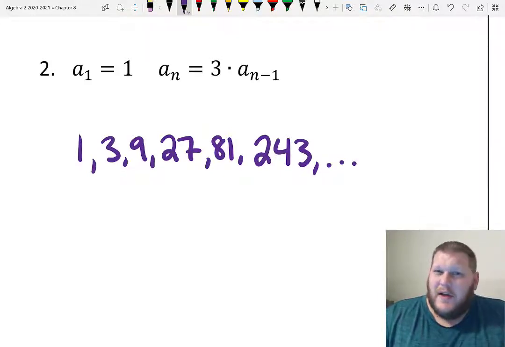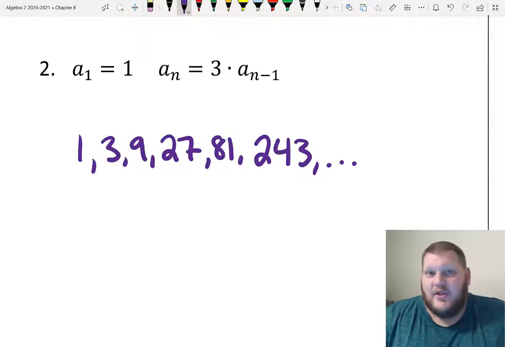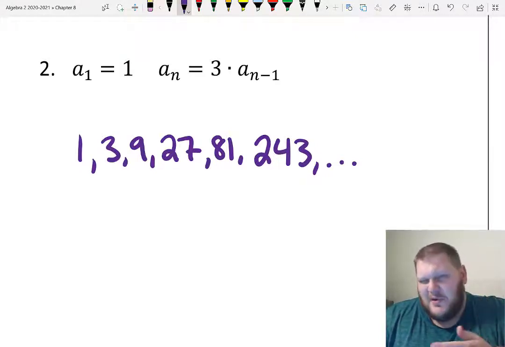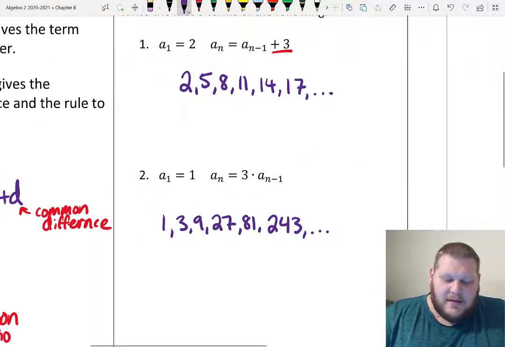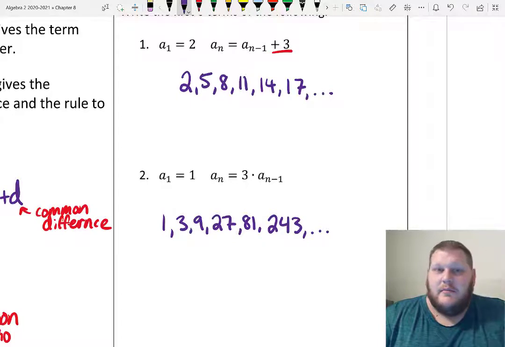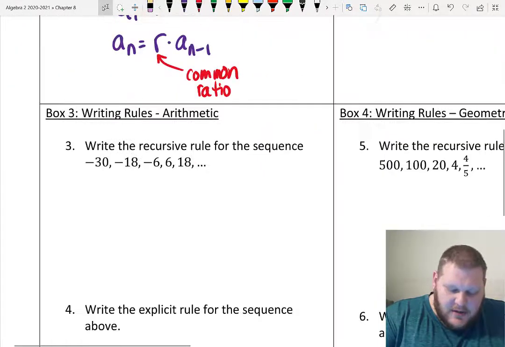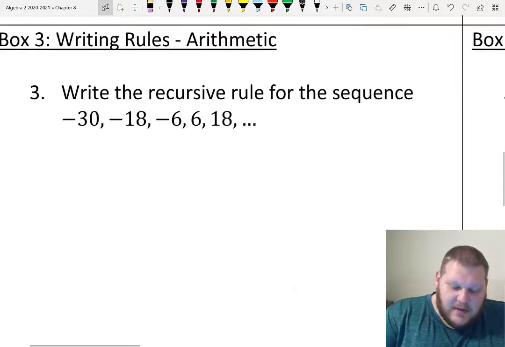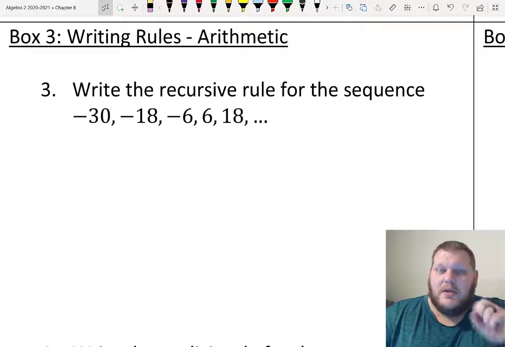Obviously, feel free to use a calculator if it's something that's a little bit uglier or you're not super confident in your multiplication skills, especially towards the end of the list. Totally fine. But that would be finding the first terms of a sequence, given it recursively. The other thing that we'll be asked to do is be given a sequence, and we have to write the rule recursively. So again, for our recursive rule, we need 2 things.